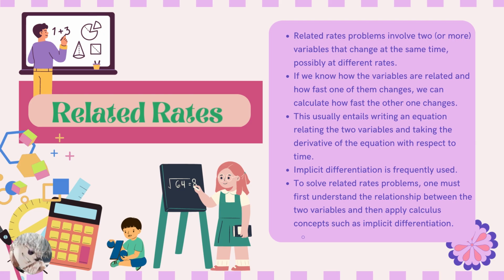So now I'm going to elaborate what is related rates. Related rates is a problem involving two or more variables that change at the same time, possibly at different rates. If we know how the variables are related and how fast one of them changes, we can calculate how fast the other one changes. This usually entails writing an equation relating the two variables and taking the derivative of the equation with respect to time. Implicit differentiation is frequently used.